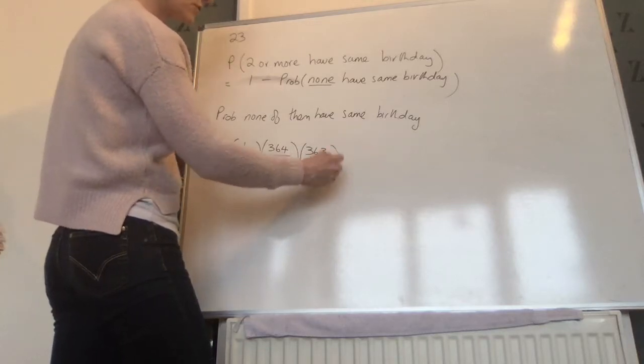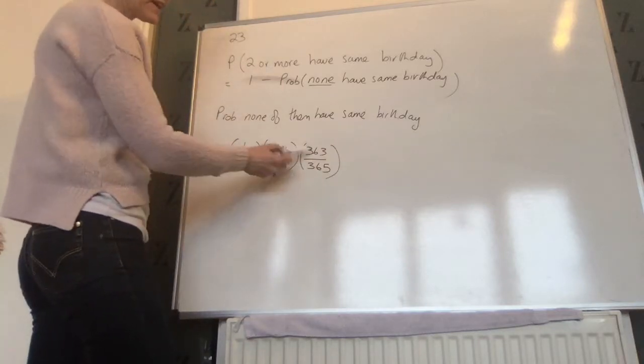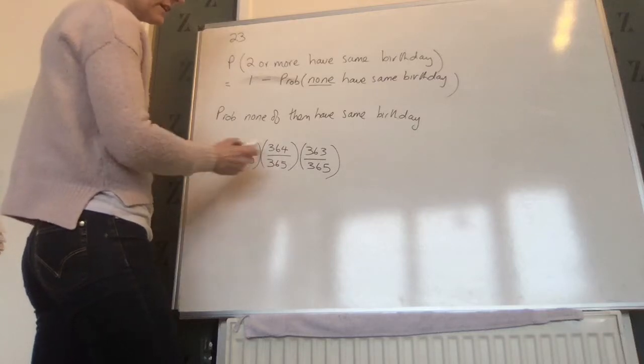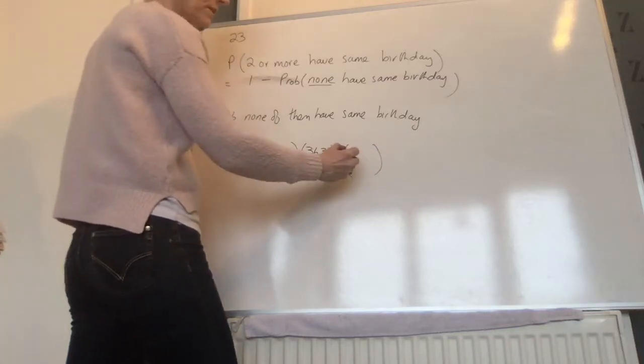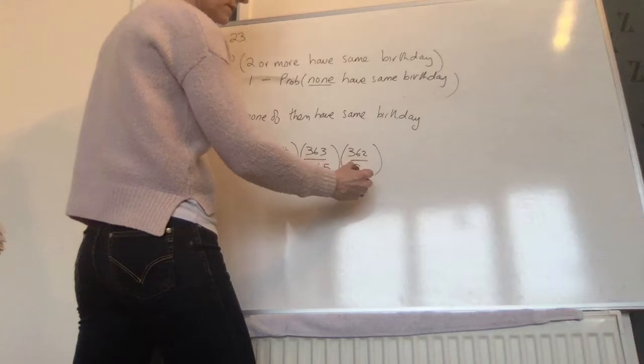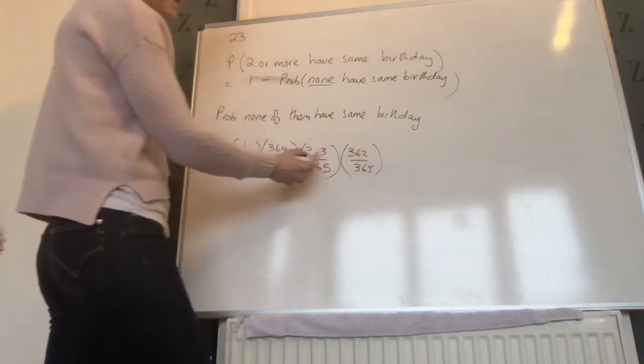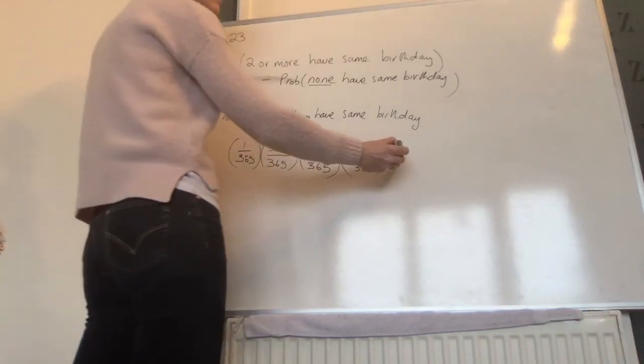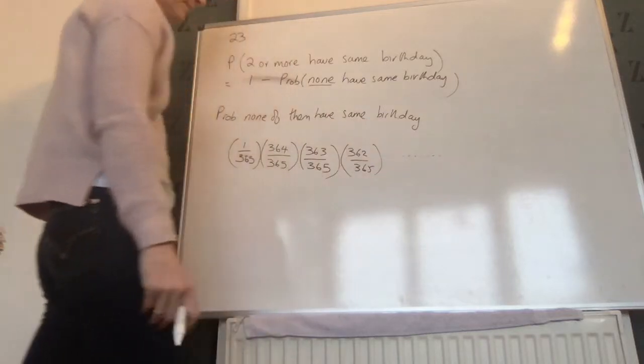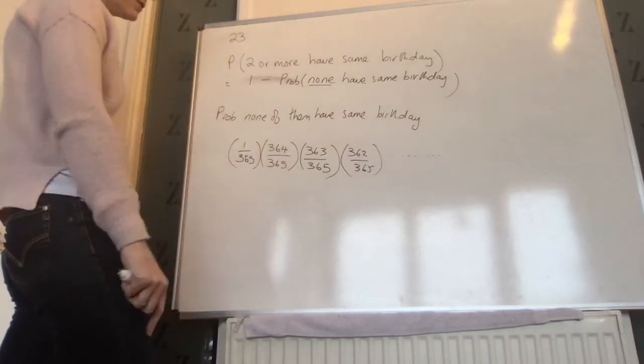His choice is out of 365. He could be any one of 363. The number of ways of picking the next one's birthday will be 362. This is allowing for the fact that they can't have the same birthday. This is going to go the whole way down for 23 students.